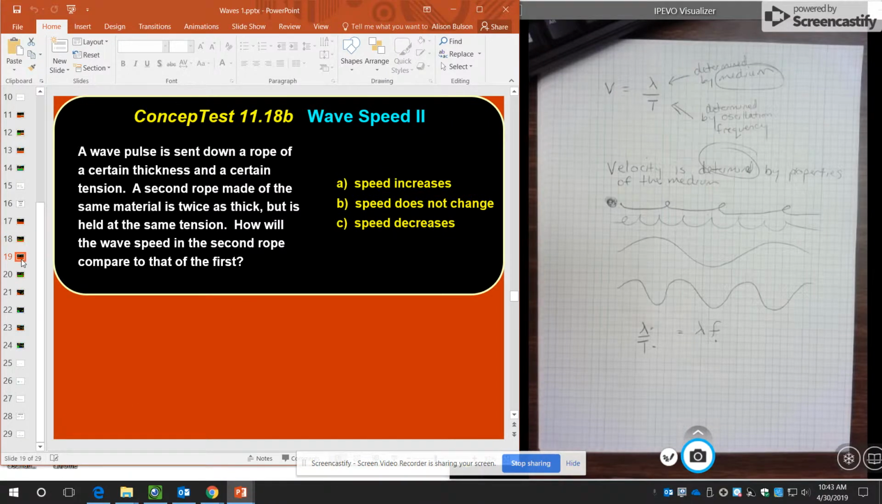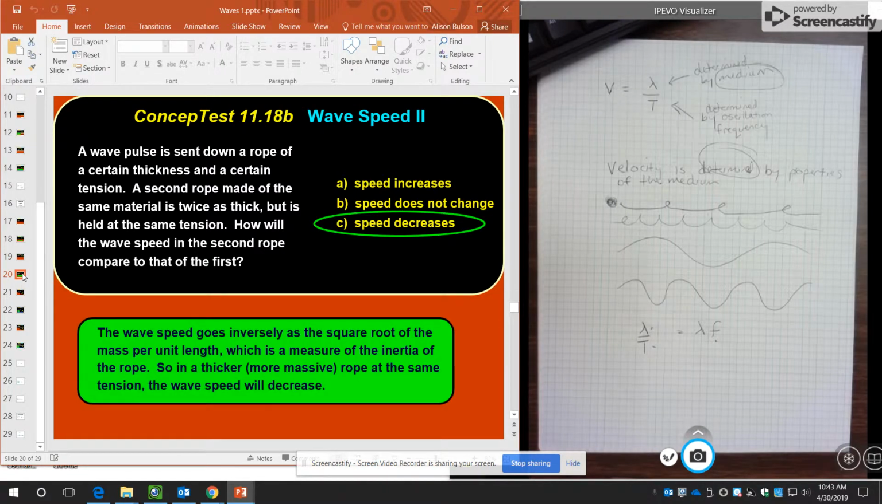Okay, a wave pulse is sent down a rope of a certain thickness and a certain tension. A second rope made of the same material is twice as thick, but is held at the same tension. How will the wave speed change as the wave moves into the second rope? I hope you answered that speed will decrease.